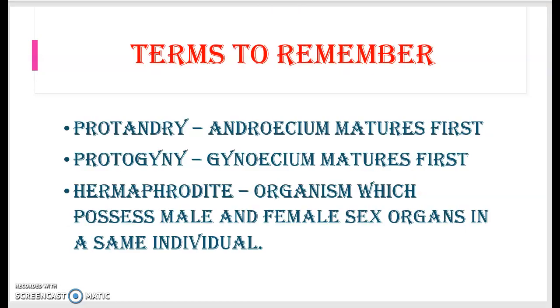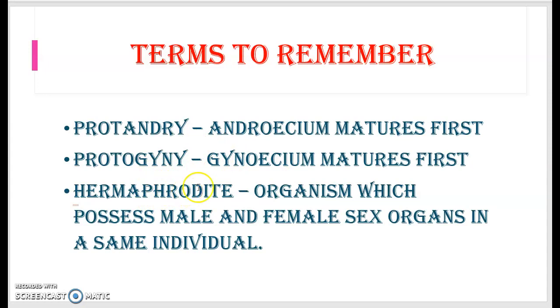Now we are going to revise the terms. So this is protandry. Note down the spelling, protandry. Protandry means in a flower when androecium matures first, that is termed as protandry. And protogyny means when gynoecium matures first than the androecium, or before androecium there is protogyny.